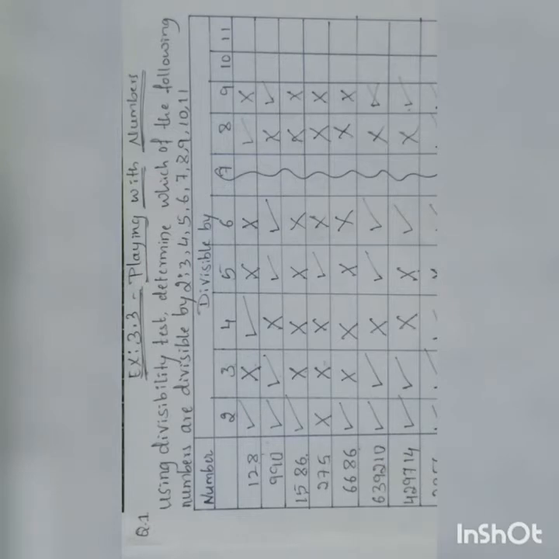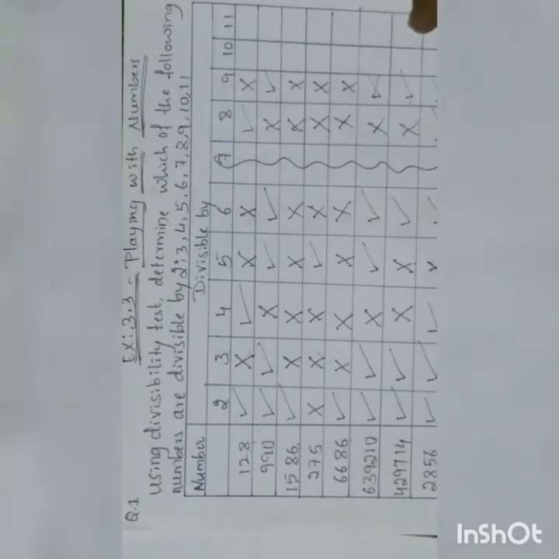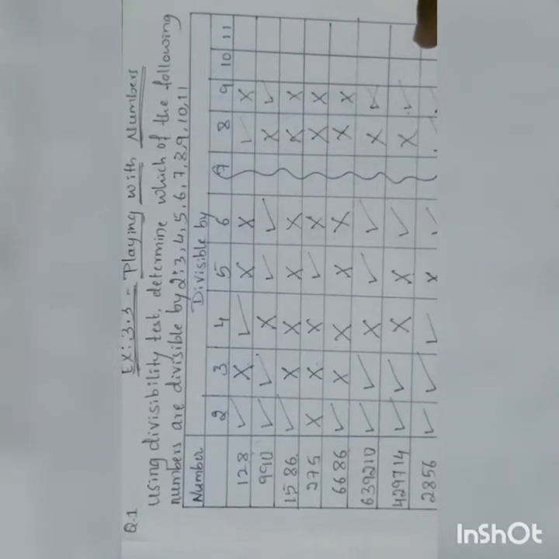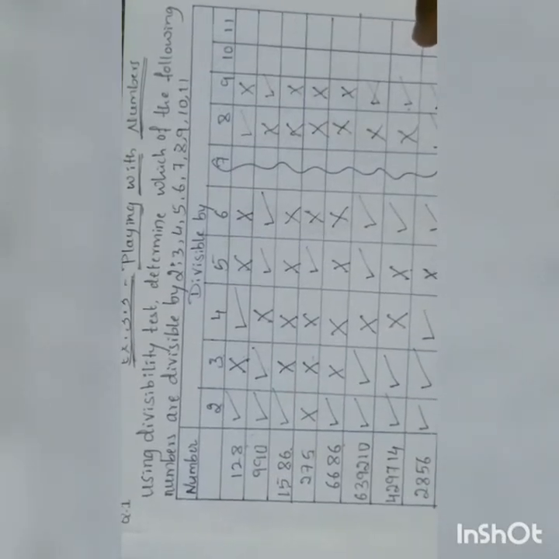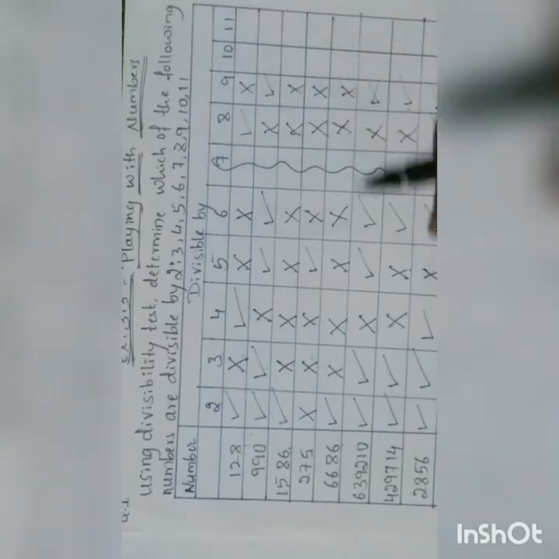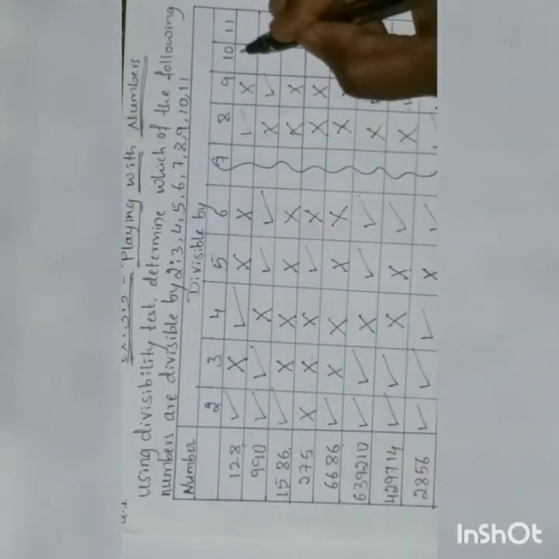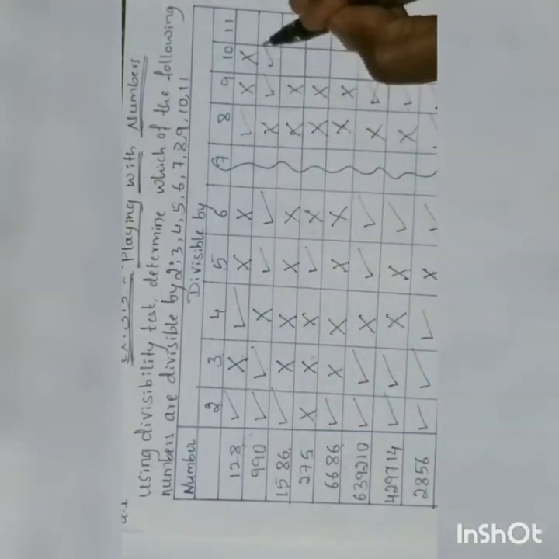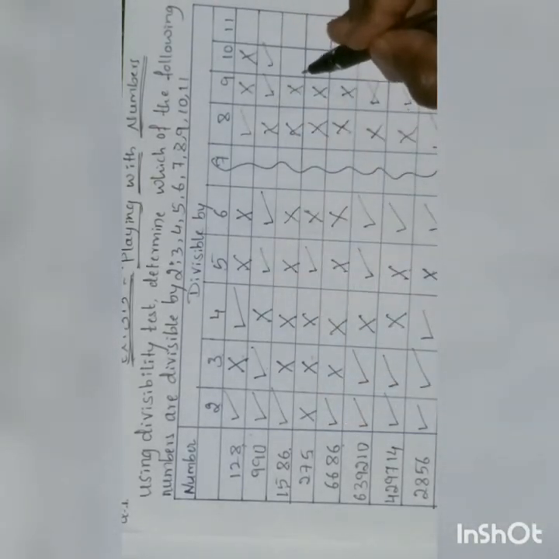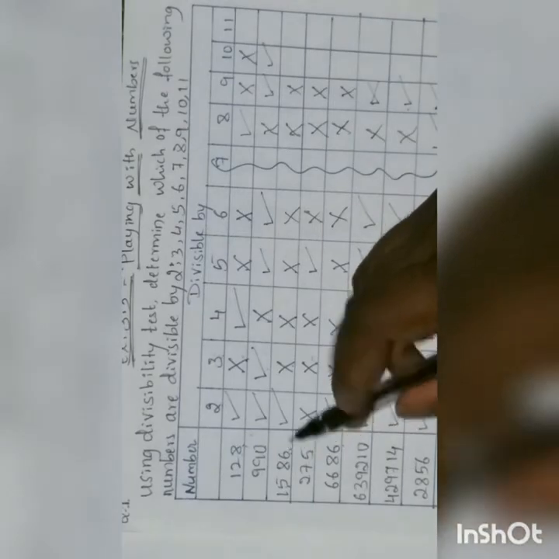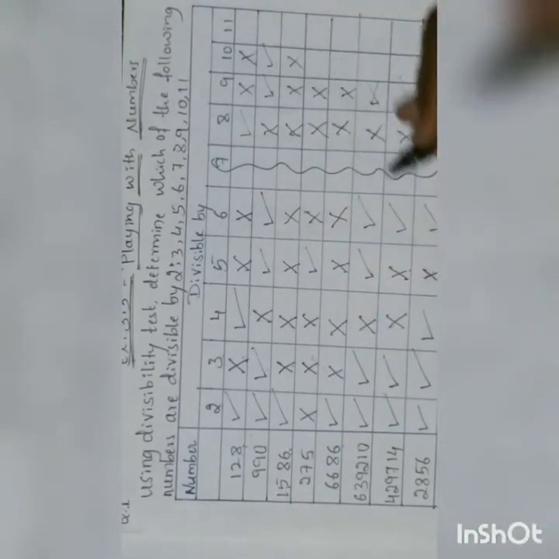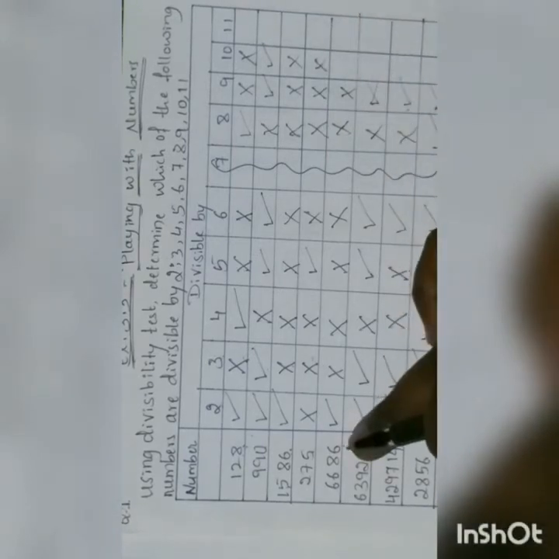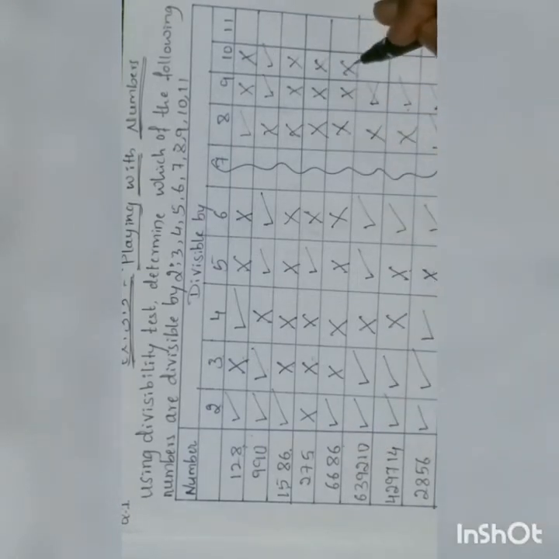The next rule is very easy. The last digit should be 0, then only the number is divisible by 10. The last digit is 8, so it is not divisible by 10. The last digit is 0, so it is divisible by 10. Again, the last digit is 5, no. Again, the last digit is 6, no.